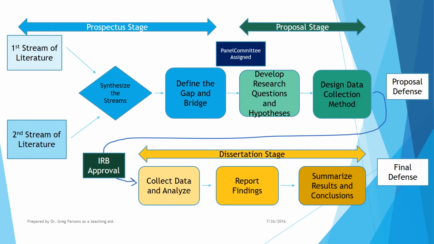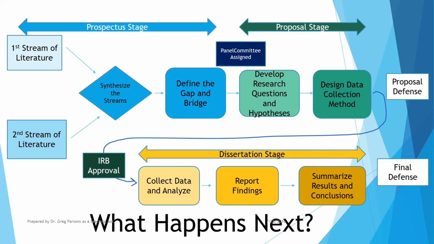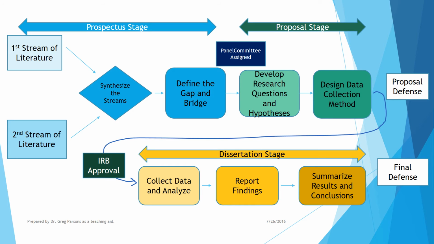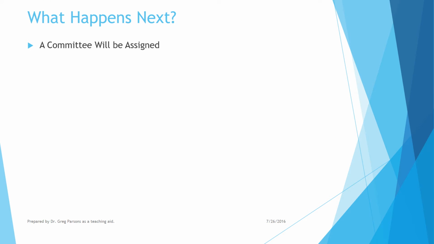So here we are again. We're overviewing the whole thing, the prospectus stage, the proposal stage, the dissertation stage, and what happens at each one of these stages. So what happens next? You've done your proposal. Okay. You'll get a committee.